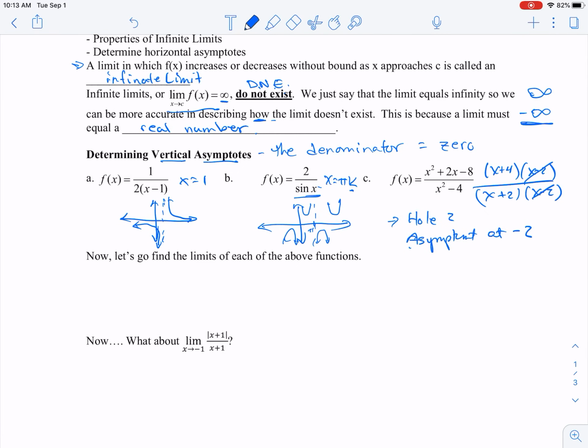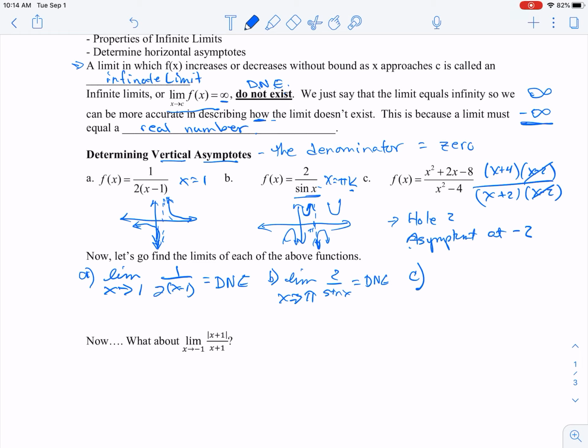So what they're asking about is the limit as x goes to 1 of 1 over 2x minus 1 is equal to, you have to say DNE in this case because when you come in from the right, it goes to positive infinity. When you come in from the left, it goes to negative infinity. Okay, part B, you're going to take the limit as x approaches pi of 2 over the sine of x, and it also does not exist because from the right it's going to negative infinity, and from the left it's going to positive infinity.